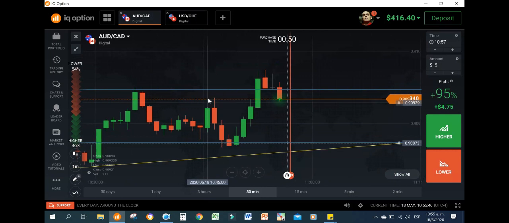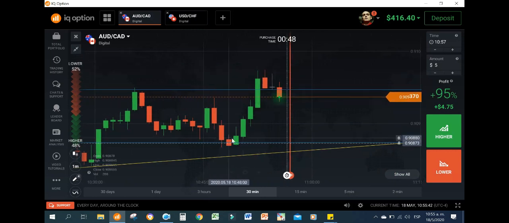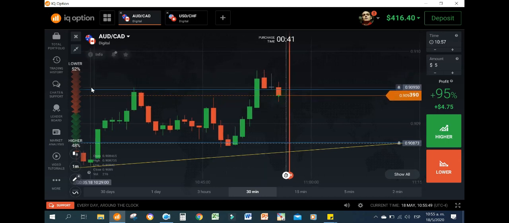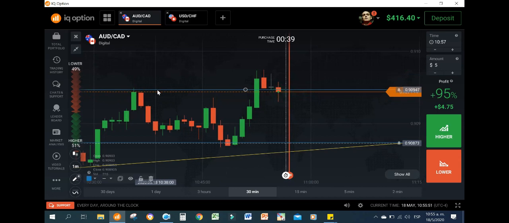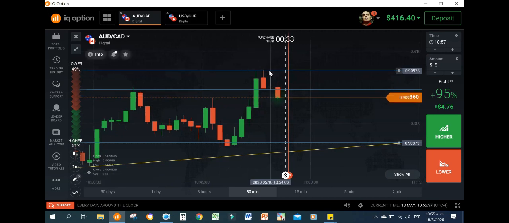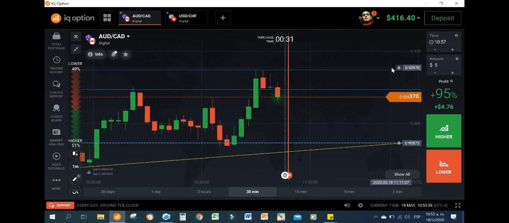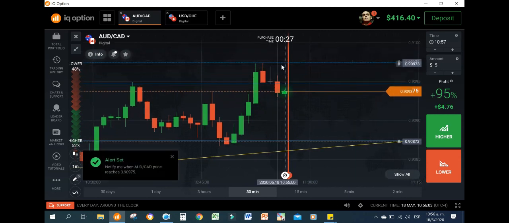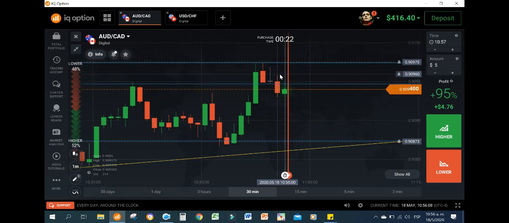Okay, let's check. When this happened, we can see here that the price made a higher high than the previous one. So what we can do here is clone this resistance level and place another one here. Once it's broken, we can place another trade.